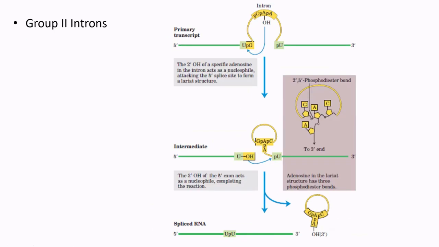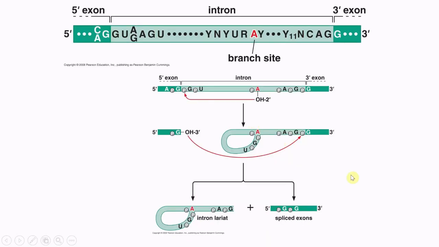Then group 2 intron. In this group 2 intron, the hydroxyl group that makes the nucleophilic attack is a part of the intron. So the 2' hydroxyl group of the adenine residue in the intron itself, known as the branch point sequence, acts as a nucleophile and attacks the bond in front of the 5' G of the intron and creates a lariat, and that lariat is then freed from the mRNA, and these 2 exons then join together. So this is one more slide of group 2 introns.